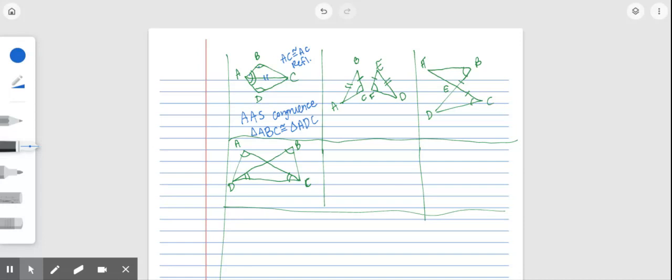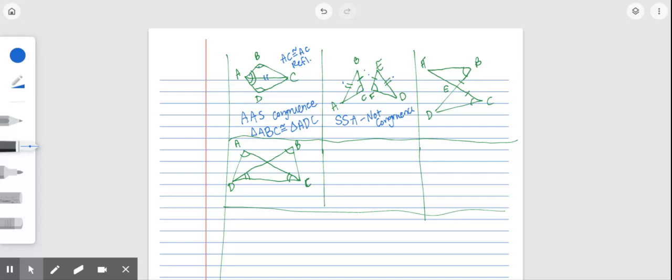Okay, so for the second one, I've got a side, and an angle. So this is side, side, angle. And it goes the same way, side, side, and angle. But side, side, angle, remember, is not congruence. It does not prove congruence. So that's as far as we can go for that one.